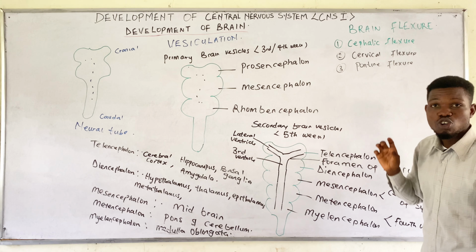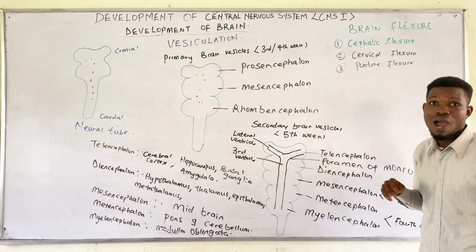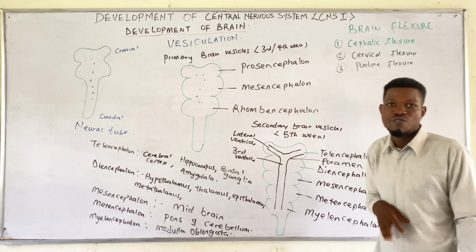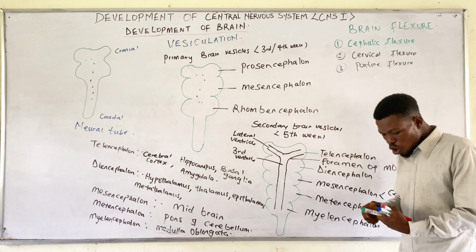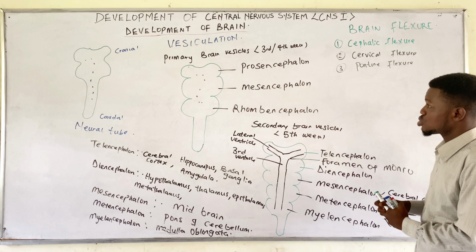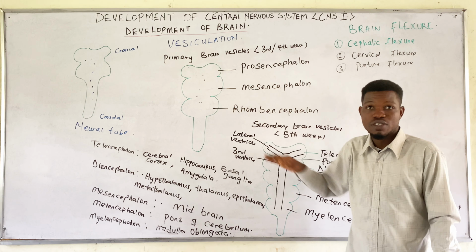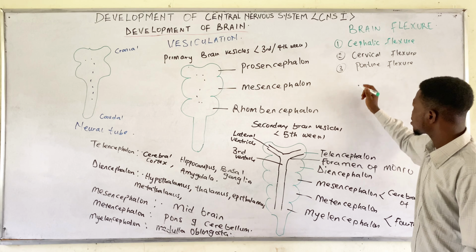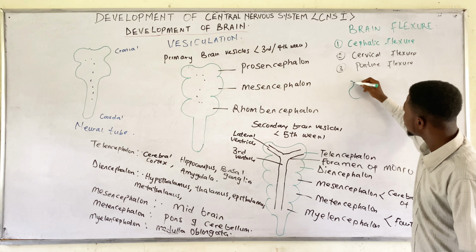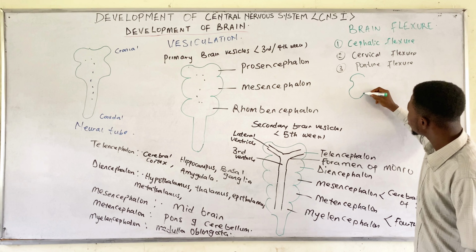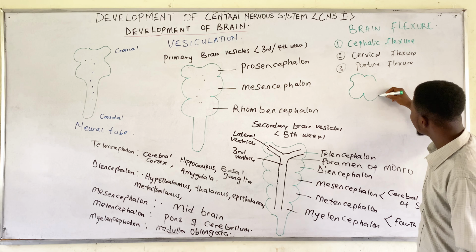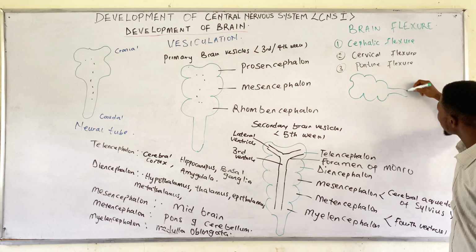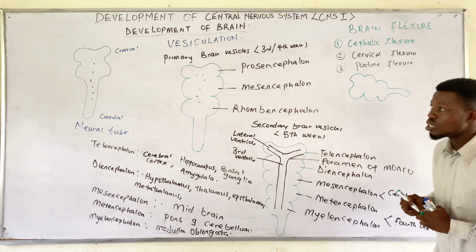Now, the first flexure to be formed is the cephalic flexure, and it occurs immediately when there is formation of the primary brain vesicles. These are the primary brain vesicles. So we have it to be like this. This is the prosencephalon, this is the mesencephalon, and this is the rhombencephalon, and this is the spinal cord. Just the same thing with this.